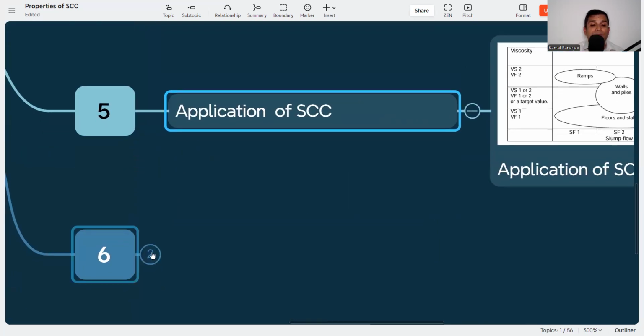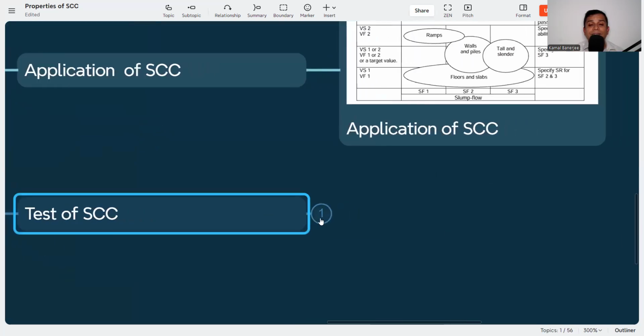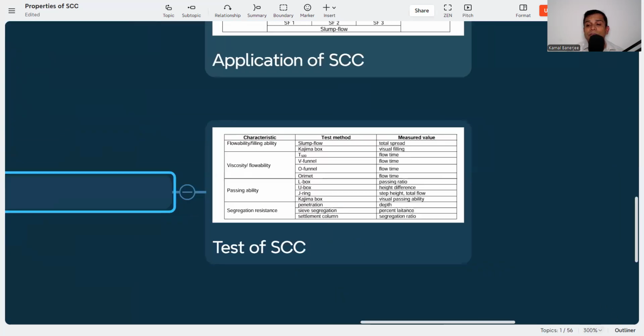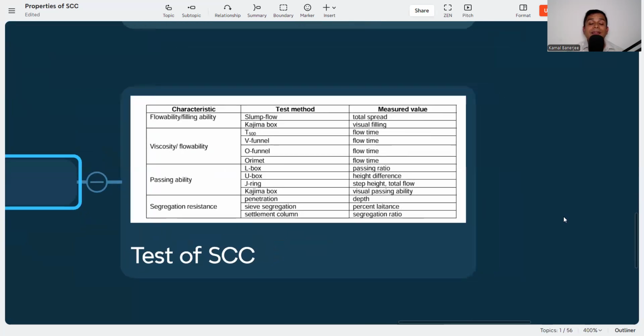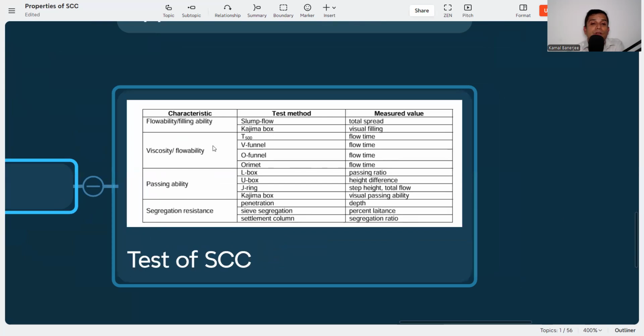Now, what about the tests for self-compacting concrete? That is also given in the EFNARC guidelines. Let's see what the tests are. See, here it is also given in a very good table manner. So which test is to be favored? Flowing ability: slump flow, Kajima box, viscosity: T50, V funnel, O funnel, Orimet; passing ability: L box, U box, J ring; segregation resistance: penetration, sieve segregation, settlement column. The measured value: total spread, visual, flow time, flow time.